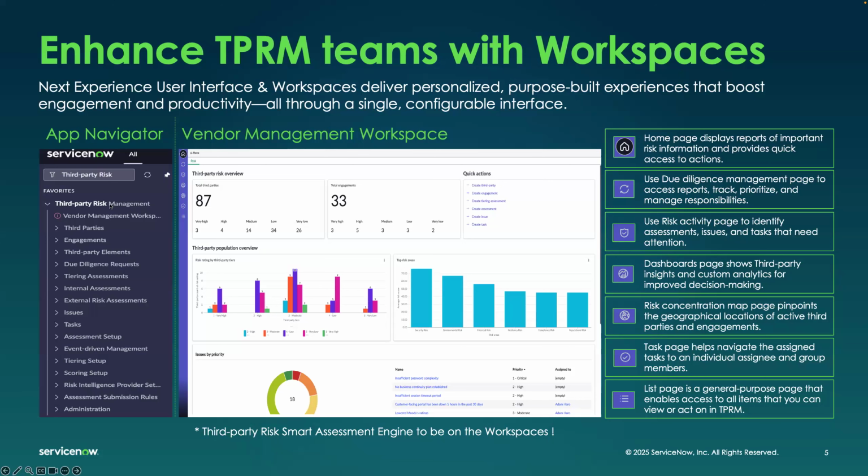On the left-hand side of the slide is the screenshot of the third-party risk management application menu in the application navigator. In the middle of the slide is the screenshot of the vendor risk management workspace. On the right side of the slide, you can review the vendor management workspace, which out of the box has 7 pages that offer purpose-built tools and information that assist TPRM user personas to fulfill their responsibilities with ease. We will review the vendor management workspace and its pages in detail shortly.